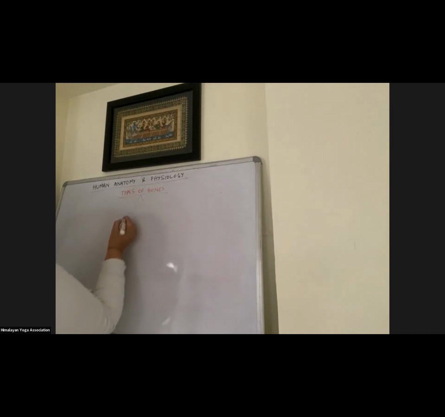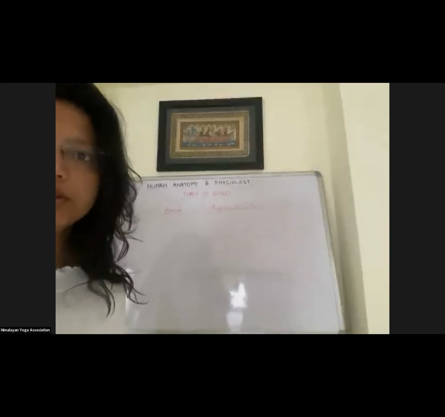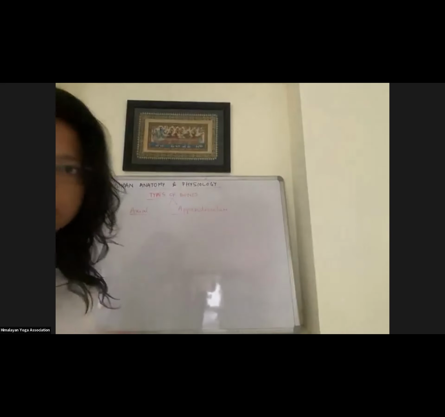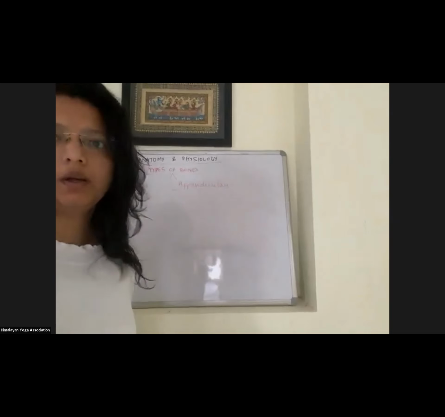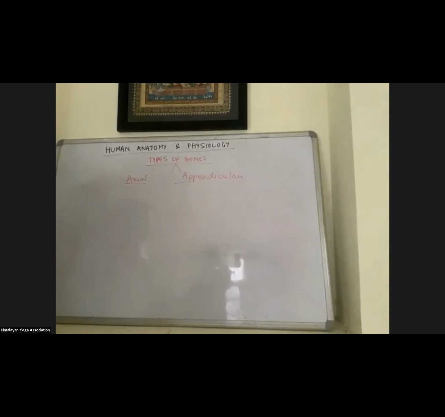Okay, so here we have axial and appendicular. These are two types. In this we have categorized all our bones into two categories. And I think you're able to see the whole board. Yes, good.